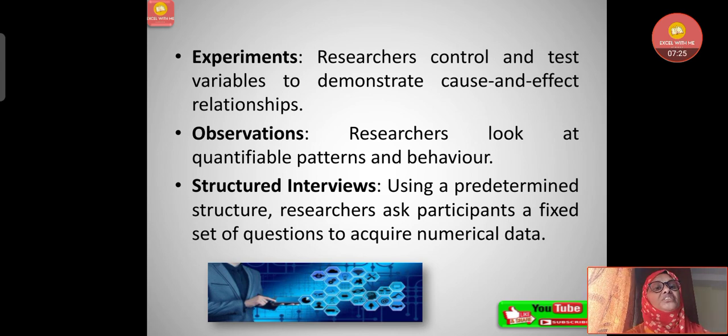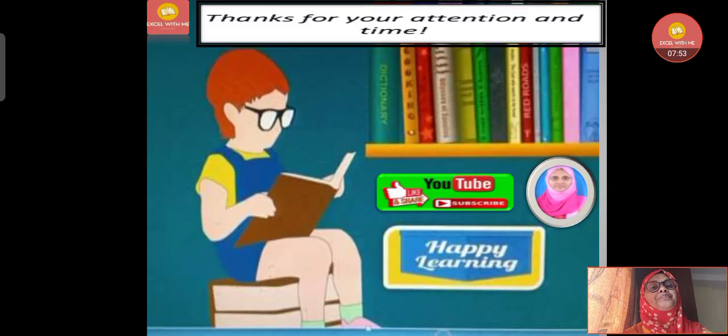Then observations. Researchers look at quantifiable patterns and behavior. That is, by observing, they will understand here. Then structured interviews. Questions are written in a structured form, so what questions are to be asked is decided, not spontaneously asking questions. Using a predetermined structure, researchers ask participants a fixed set of questions to acquire numerical data. So we come to the end of this session.